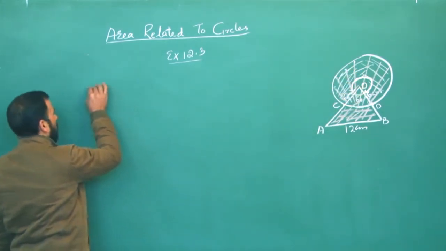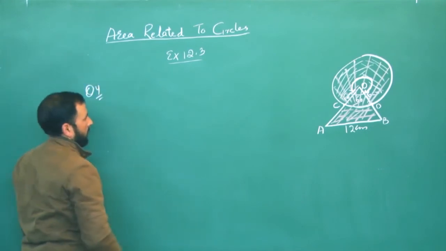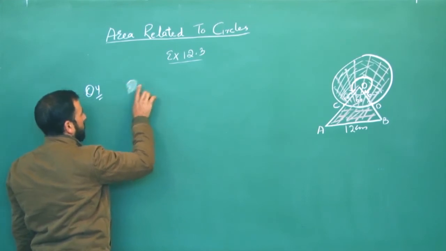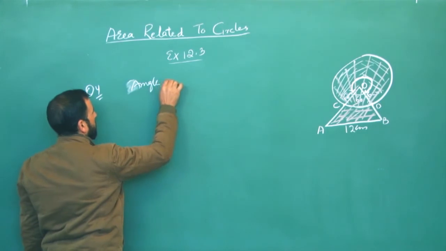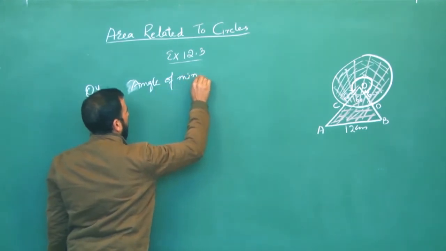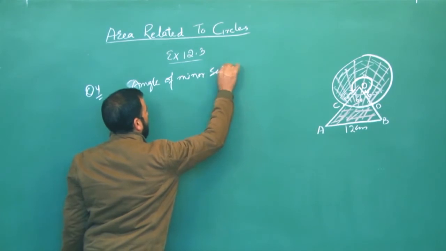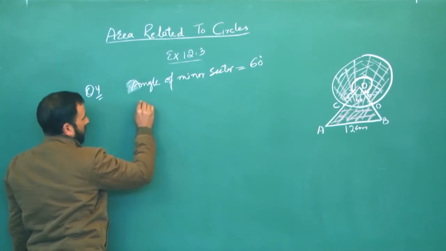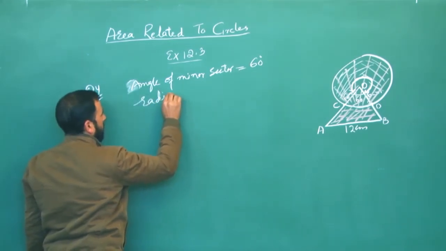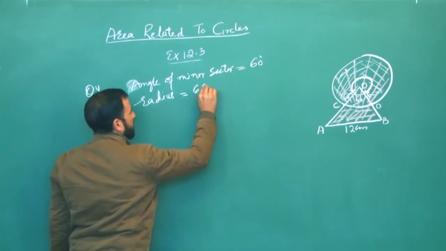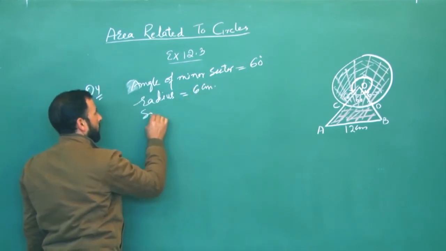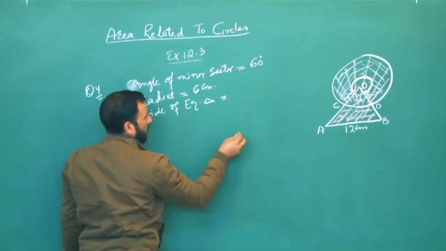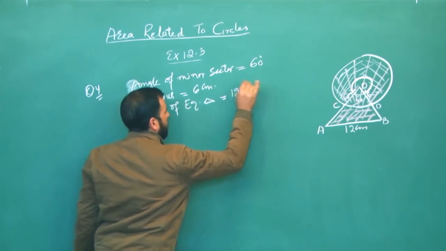So question number 4, theta is equal to the angle of the minor sector, which is equal to 60 degrees. Radius is equal to 6 centimeter. Side of the equilateral triangle is equal to 12 centimeter.